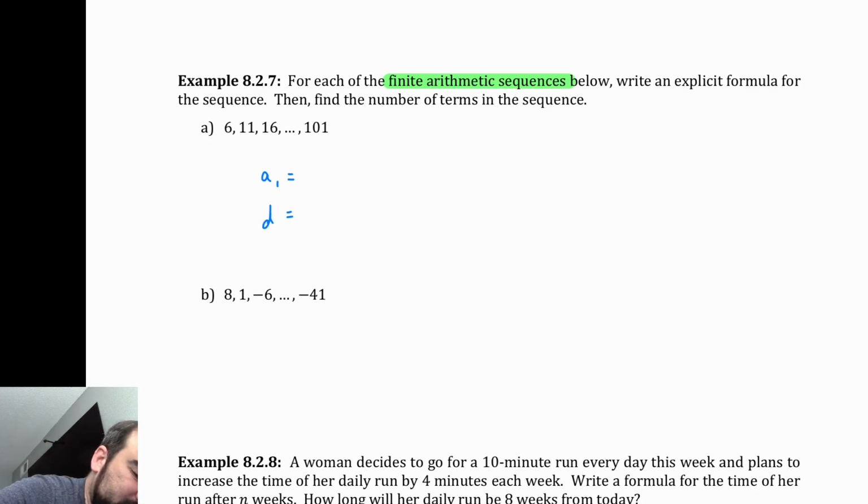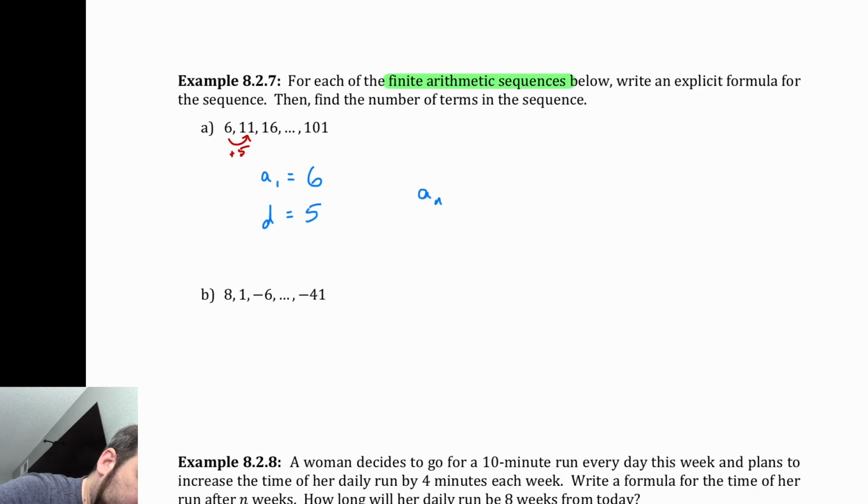So A1 is the first term, which in this case is 6, and D is the common difference between any two terms. So if I take any term like 16 and I subtract 11, that gives me 5, which means the common difference is 5. Or you can say, oh, okay, from one term to the next, I do a plus 5, so then the common difference is 5.